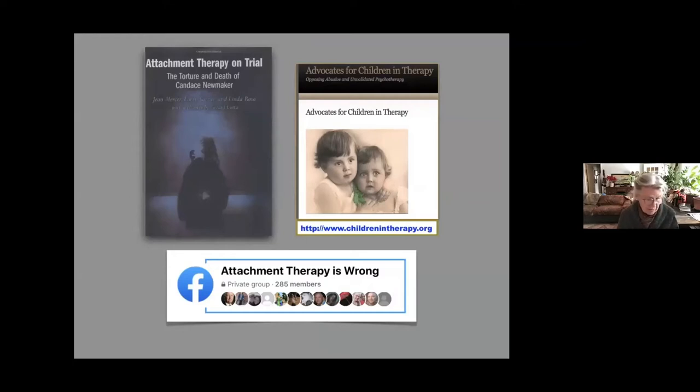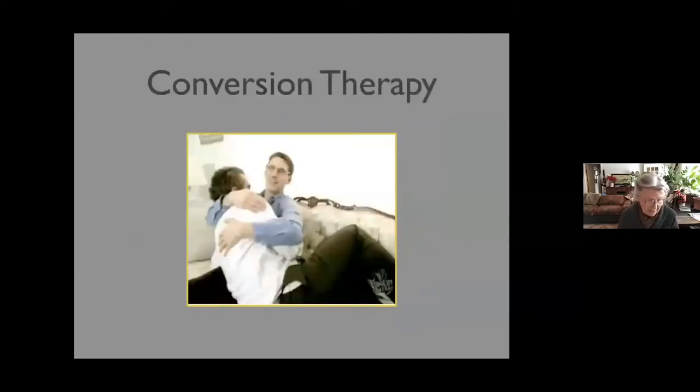And we've helped over 250 survivors who are members of a private Facebook site. Some conversion therapy is based on the belief that homosexuality is an attachment disorder. They refer to Martha Welch. We're beginning to see that where conversion therapy is banned, kids are being sent to attachment therapists.